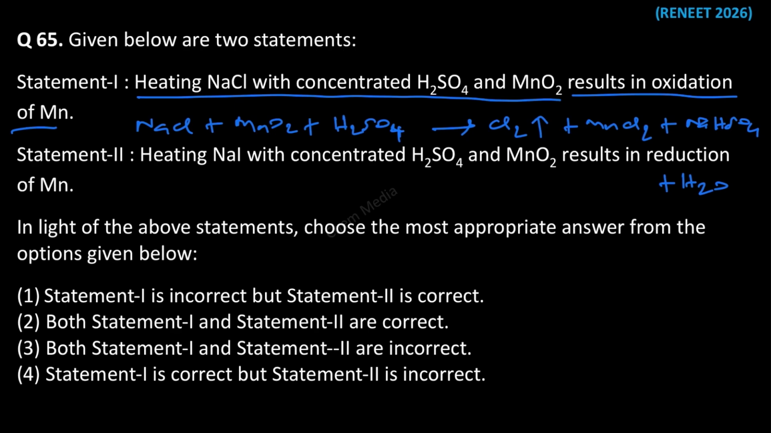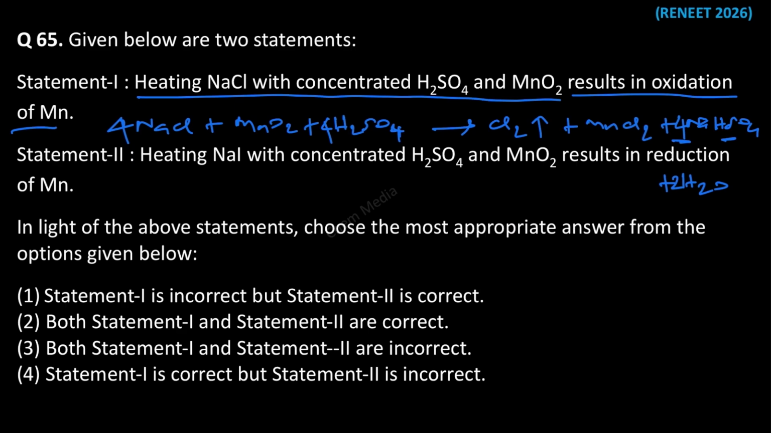Let us balance the equation. We have 4 chlorine atoms on the product side, so therefore 4 NaCl. We have 4 sodium atoms on the reactant side, therefore 4 times sodium bisulfate. We have 4 sulfur atoms on the product side, so therefore 4 times H2SO4, and now we have 8 hydrogen atoms on the reactant side, so therefore here we have 4, therefore 2 times water.